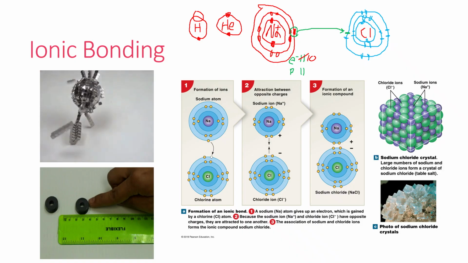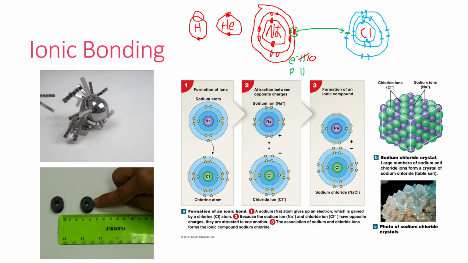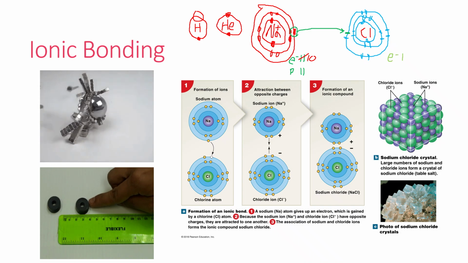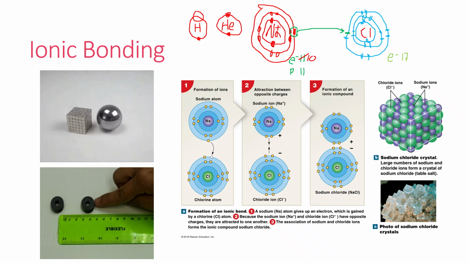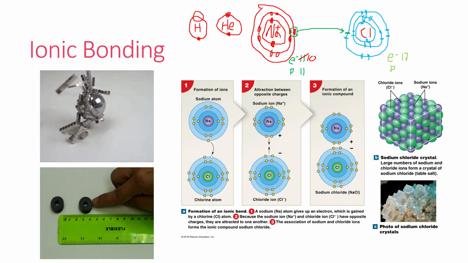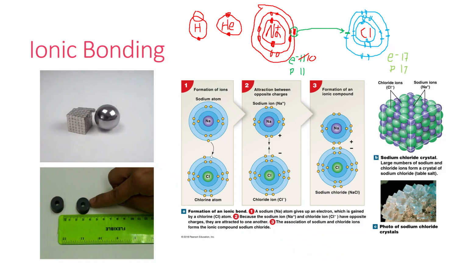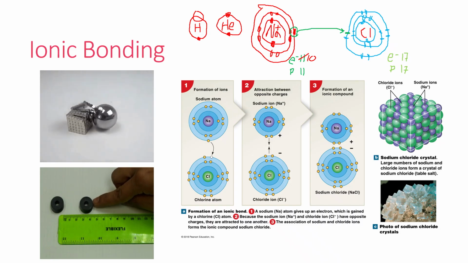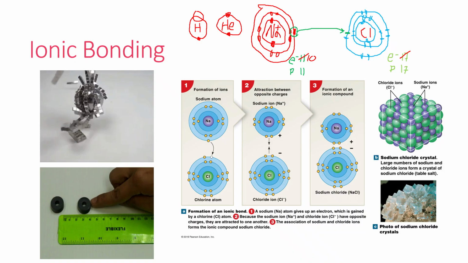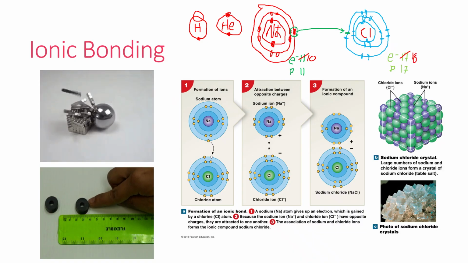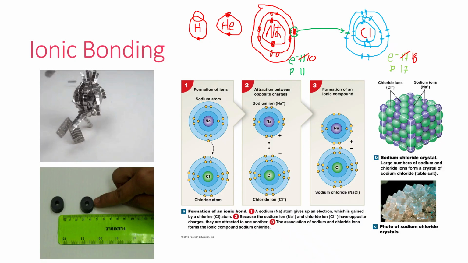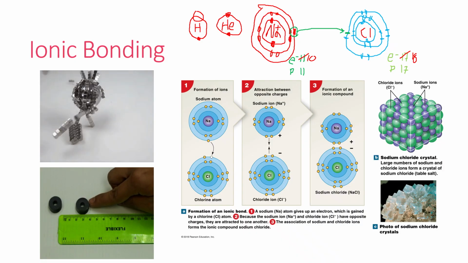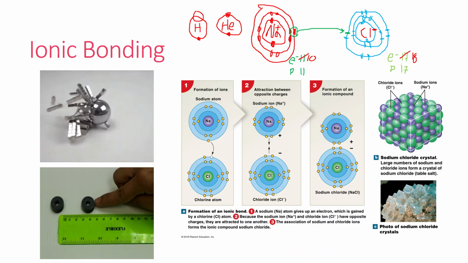Okay, now chlorine, do the same thing over here. Chlorine usually has 17 electrons and 17 protons. Okay, but because of that extra electron it got from sodium, it now has 18. And now you notice we have more negatively charged electrons than we have positively charged protons. So chlorine is now going to become an anion, and it's now charged.